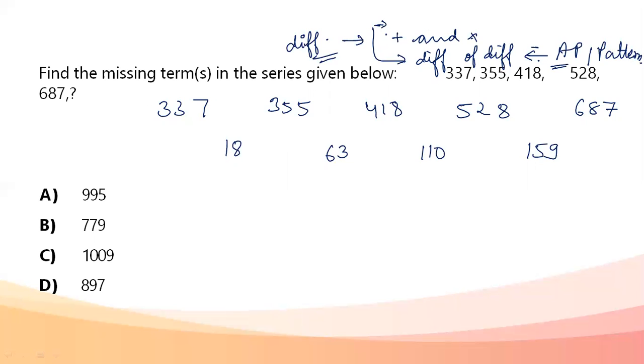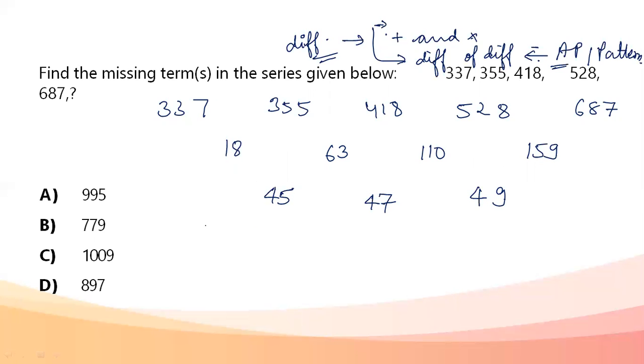So if I try to do addition and multiplication, 18 into anything and then getting to 63 is not giving me any 18 2 times 33, 18 3 times 54, and it is not making any sense. So I can go for difference of the difference also. So 18 and 63, if I see the difference is 45. Next two terms, if I see the difference, it's 47. Next two terms, if I check the difference, it's 49.